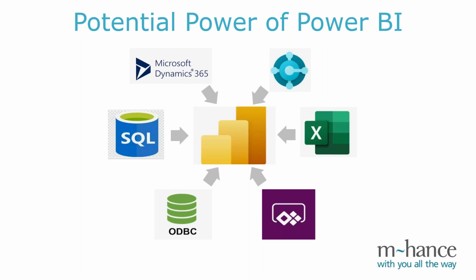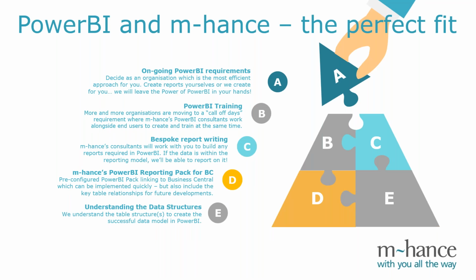The skill is understanding where the data is coming from, understanding where the data sits, understanding if you have multiple sources, where your common references are, because common references are the key critical element of joining the tables and the fields together to give you the reporting capabilities. And that's why we think Power BI and m-hance are the perfect fit.